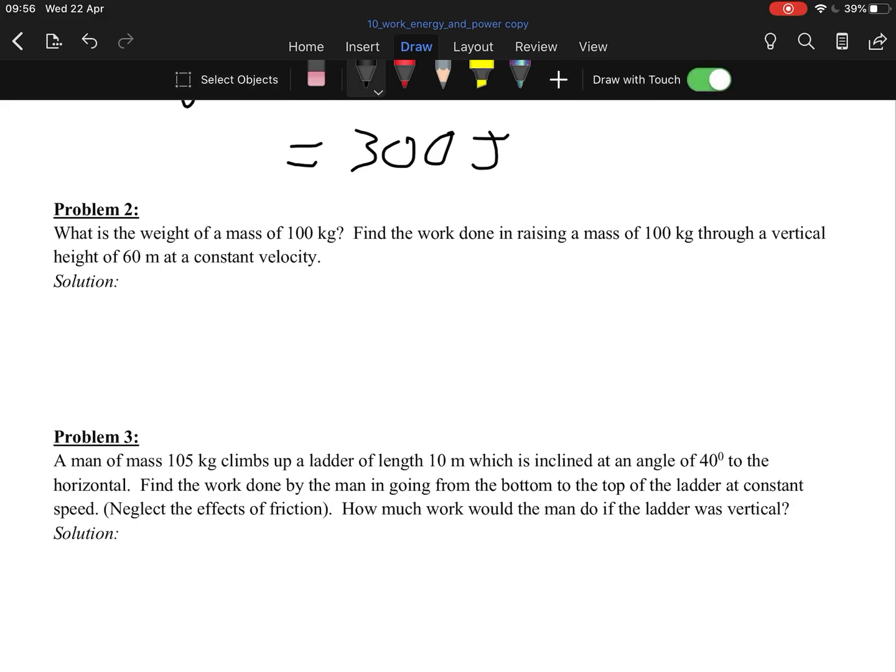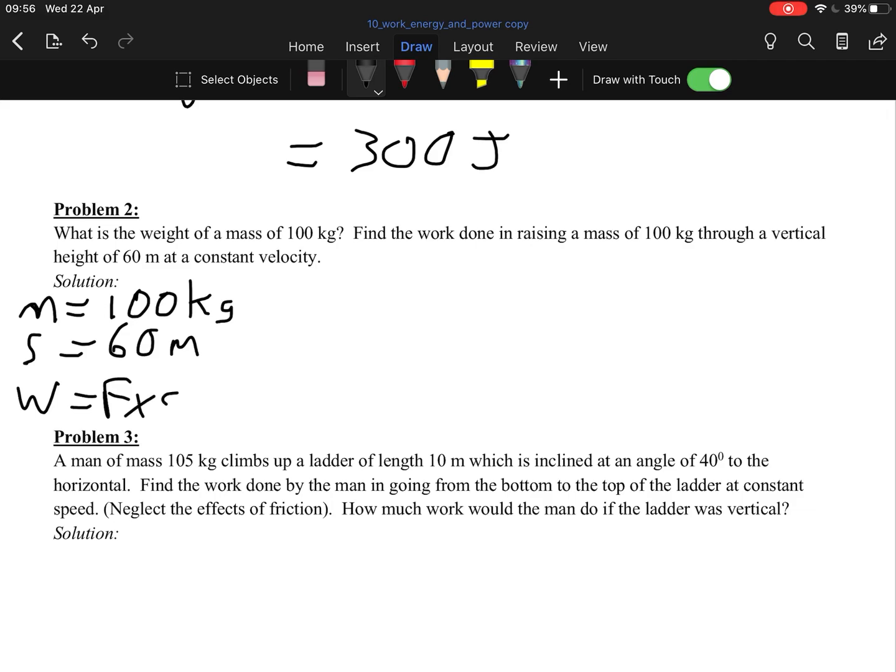Number 2, what is the weight of a mass of 100 kgs? And then find the work done raising the mass. So again, write all your things on the left hand side. I kind of skipped this step in the first one because it was just very short. So 100 kgs, vertical height, that's our displacement, and we're looking for work done, force times displacement.